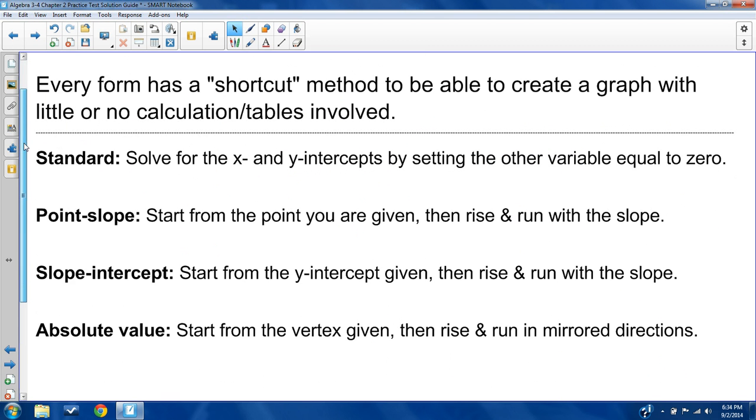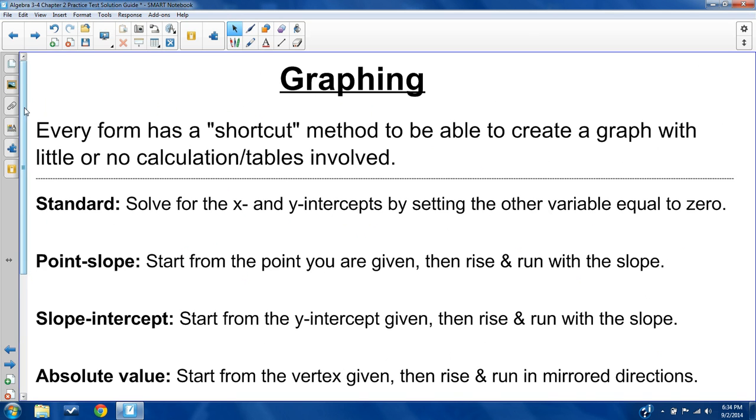Okay, let's do some graphing. I don't want to do too much with this. I don't want you to get way over your head with it and make this run way too far over, especially because these two don't even show up here. Every form has a little shortcut method to be able to create a graph with little or no calculation or tables involved. That's why they have these forms for you.